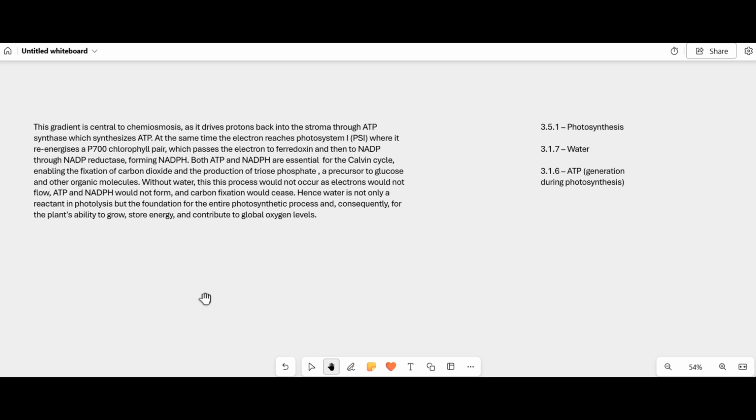Okay, calm. That's A-level standard. At the same time, the electron reaches photosystem 1, PS1. So that one there is extra, a little bit, where it re-energizes a P700 chlorophyll pair. Now, you're probably thinking, how can I know that? You just know it from now.